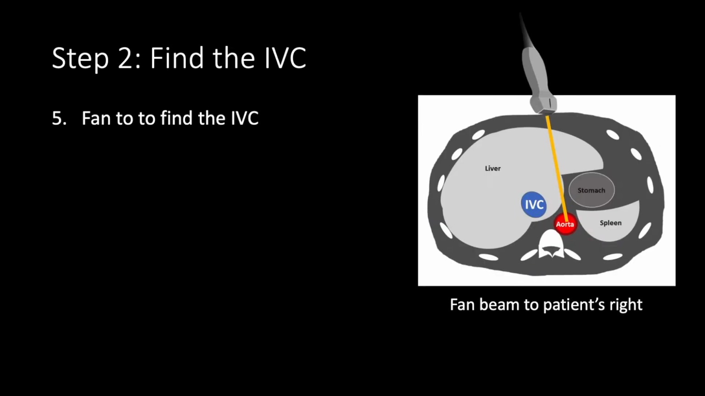Next, we'll start to look for the inferior vena cava. Often I'll look down and learners will have the probe pointed to the patient's left side. The aorta is on the left side of the spine. We need to get our beam to the patient's right to find the inferior vena cava. So in this case, we would fan the beam towards the patient's right, which will get us lined up with the IVC instead of the aorta.